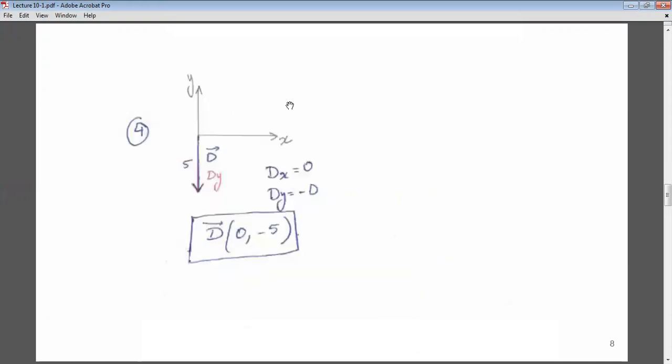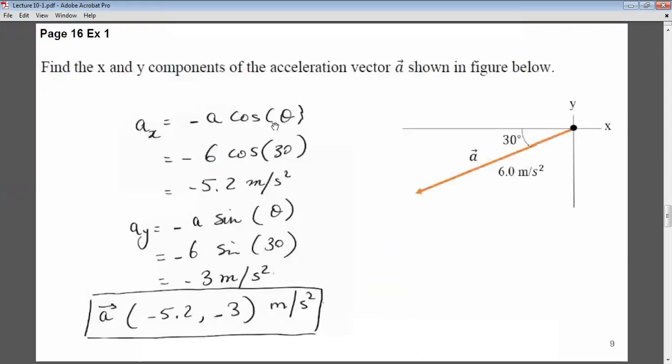This we did already. Okay, let's do one exercise from your booklet. Find the x and y components of the acceleration vector A shown in the figure below. So I have this acceleration vector. I have that it is 6 meters per second squared. It's making angle 30 degrees. I need to get AX and AY.